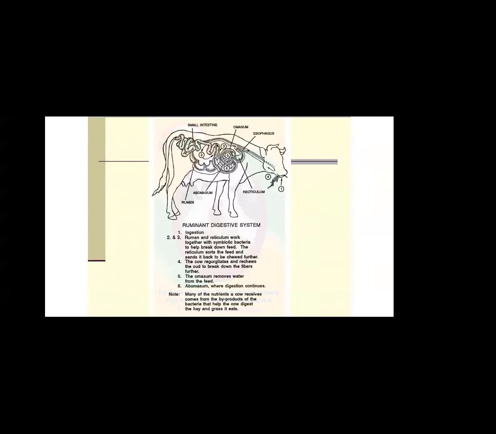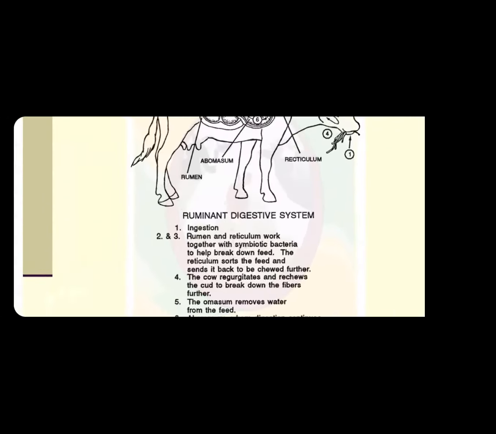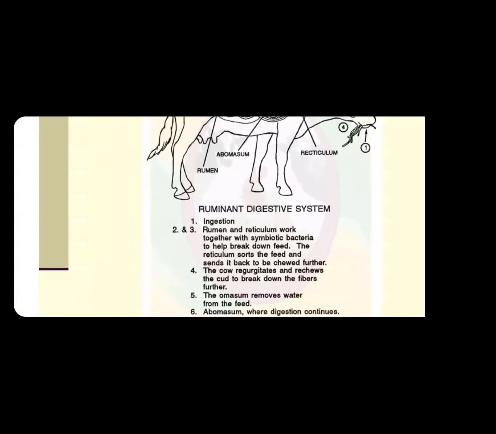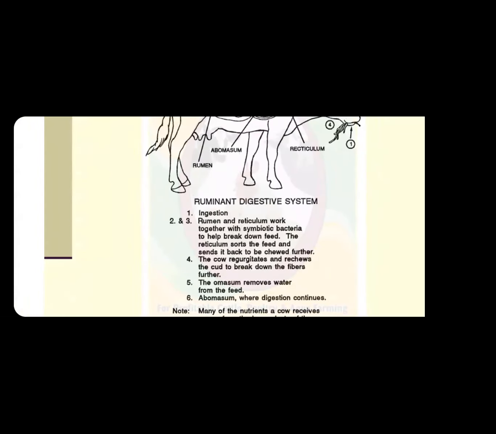So now let's look at the ruminant digestive system. It's a bit different from the other standard digestive systems. Like I said, that's why I decided to include it, to give us some more ideas about it as well. In the ruminant digestive system, firstly, we have ingestion. Then the rumen and reticulum work together with symbiotic bacteria that help break down feed. The reticulum sorts the feed and sends it back to be chewed further.